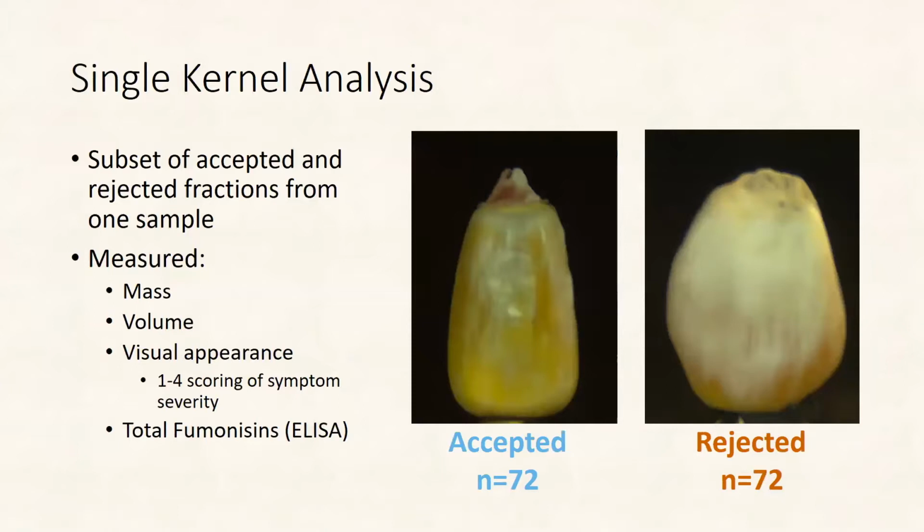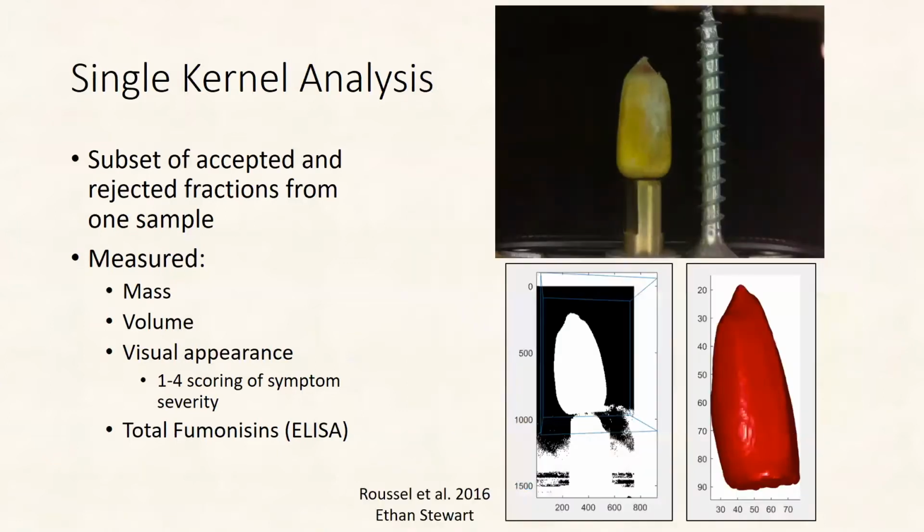However, to get the volume is a little more difficult as it's complicated to measure the volume of a small, irregular shaped object. So with the help of Ethan Stewart and Mike Orr's lab, we developed a small device that takes 36 pictures around the kernel, and then using code from a German group, uses volume carving to make a 3D reconstruction of the kernel that gives you a volume.